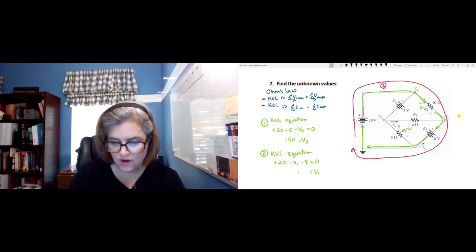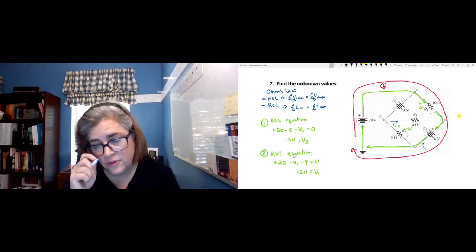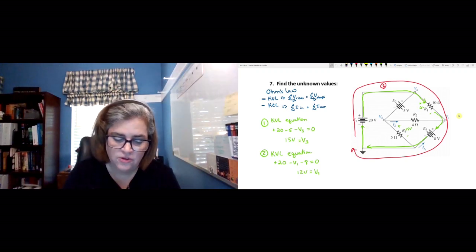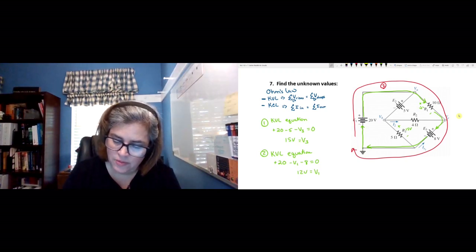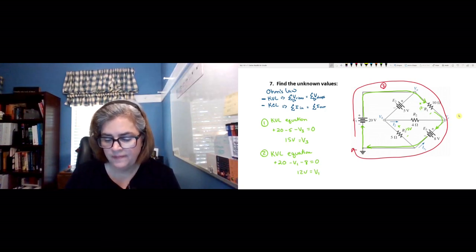I see that for KVL to be upheld, I need 12 volts drop across there. The voltage is positive, so I picked the right direction there too. I should probably pick a wrong direction just so you see that. But I guess we're just lucky that way.